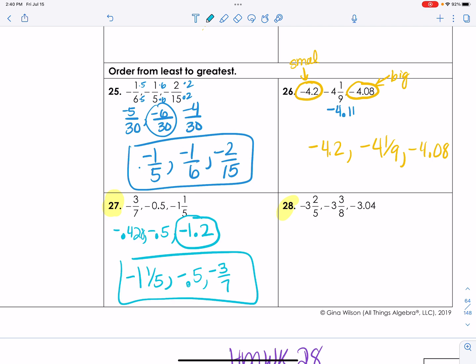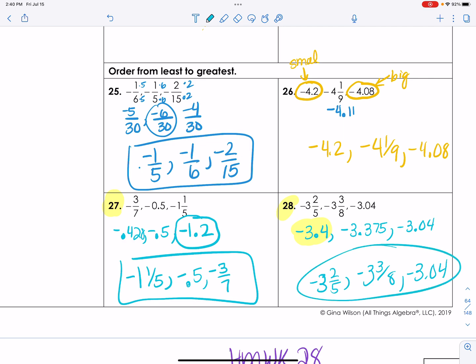And then on this last one, I know 2/5 is 3.4. And I can divide 3/8 out, and you end up getting a -3.375, and then a -3.04. Okay, the one that is the farthest from 0 is the smallest, and that's that one because it's the biggest number. So it's -3 2/5. And then it would be -3 3/8, and then a -3.04. Okay, that's smallest to biggest.